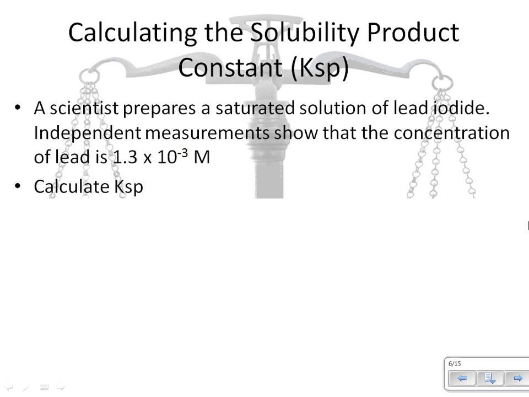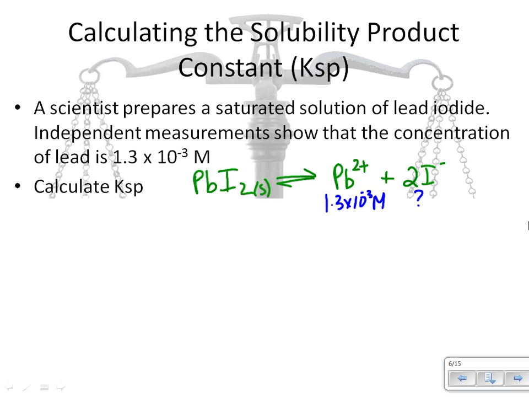So first thing you need to do is come up with your equilibrium expression. In this case, for lead iodide, we'll use PbI2. That's your solid. And we know some of it will dissolve into its ions, but not a lot of it. So you'll get Pb2+ and 2I-. Now, I gave you the concentration of your lead, which was 1.3 times 10 to the negative 3 molar. But you don't know your concentration of I, and the other thing you need to do is calculate your KSP.